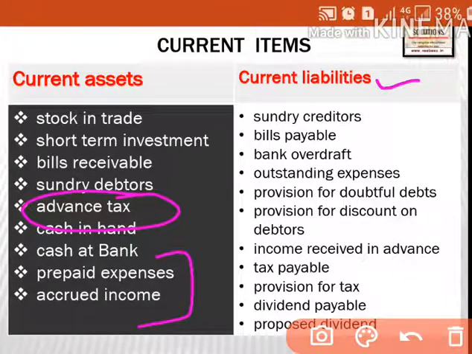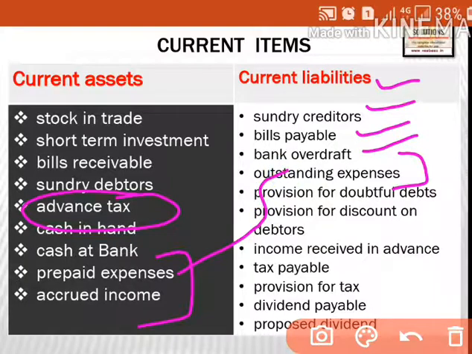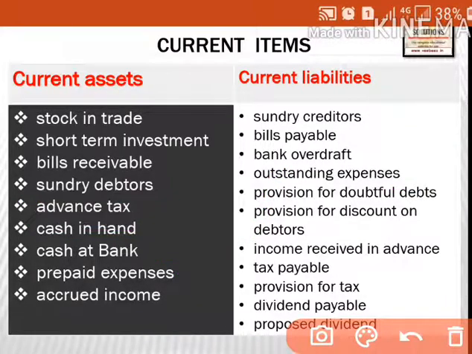Then next, current liabilities. Current liabilities include sundry creditors, bills payable, bank overdraft, then outstanding expenses. We know prepaid expense is a current asset and outstanding expense is a current liability. Then provisions. All the provisions are taken as current items. Provision for bad debt, provision for depreciation, etc. should be taken as current liabilities.